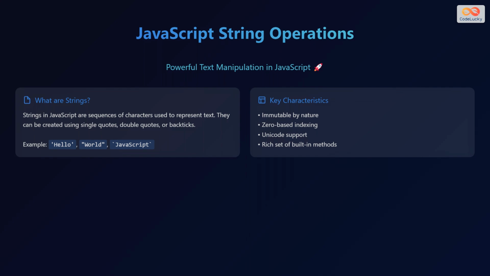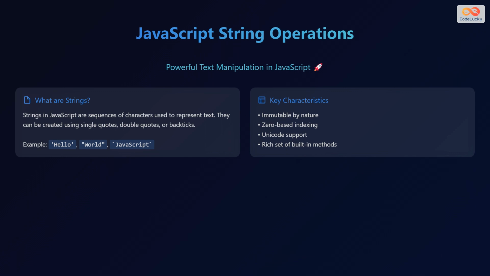JavaScript strings are sequences of characters used to represent text. They can be created using single quotes, double quotes, or backticks. For example, 'hello', "world", and `JavaScript` are all valid strings.